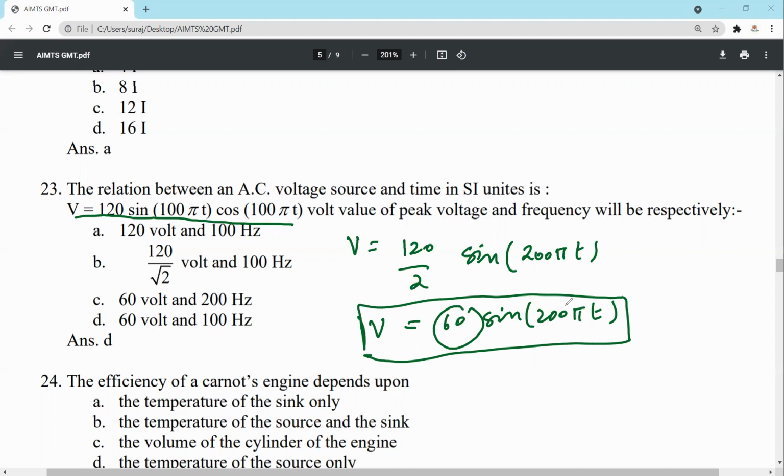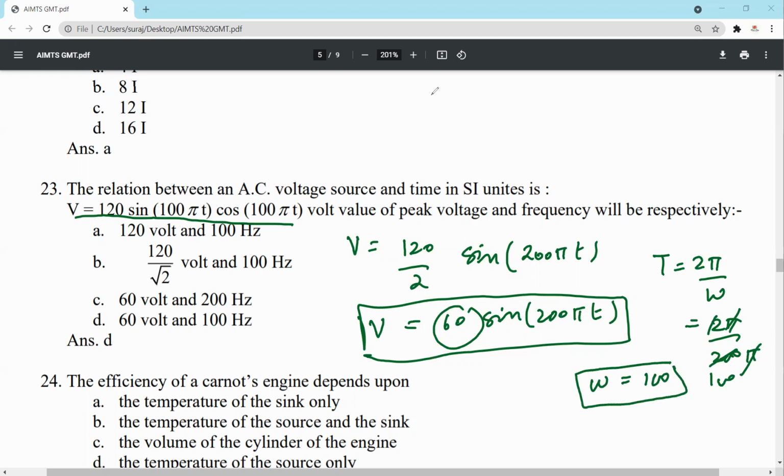So frequency they are asking. Time period is 2 pi by omega. So 2 pi by 200 pi. Cancel. This is 1 by 100. Frequency is 1 by time period. That means 100. Sorry, frequency is 100, not omega. Omega is 200 pi, right? Frequency is 100. So option D is correct.